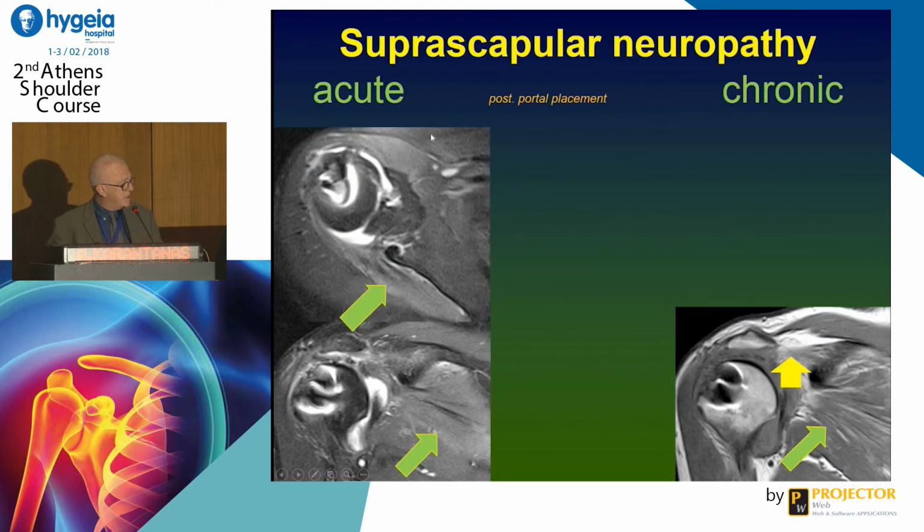And here is an example. You see the edema. Compare the infraspinatus with the subscapularis. And the deltoid, this is edematous. This is because of a nerve injury.